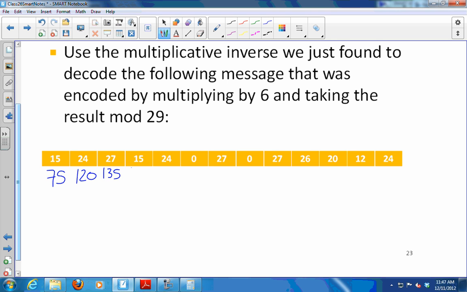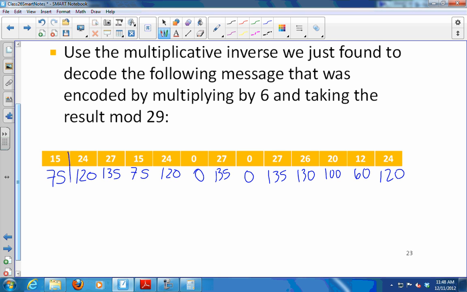135. 120. 0 times 5 is 0. 135, 0, 135. 26 times 5 would be 130. 20 times 5 is 100. 12 times 5 is 60. 24 times 5 is 120.